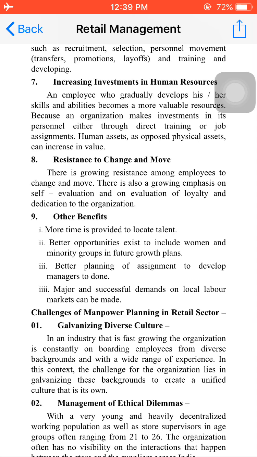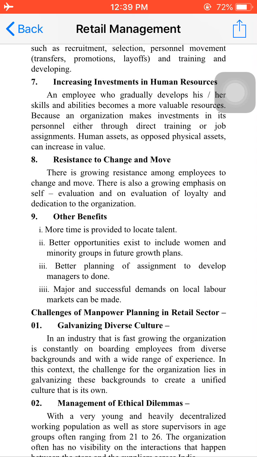Next one is resistance to change and move. This is quite a common thing, because there will be huge changes. And move is nothing but transfers from one place to another place. Change, in the sense, might be promotion or demotion, whatever it might be, based on your evaluation and your performance. All those things should take place in the organization.